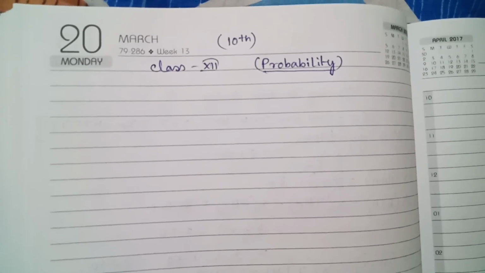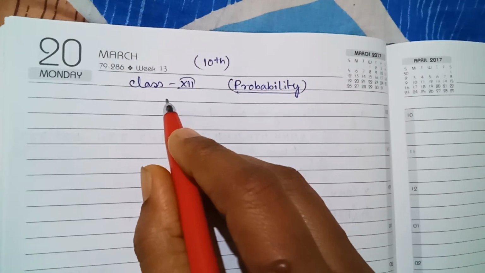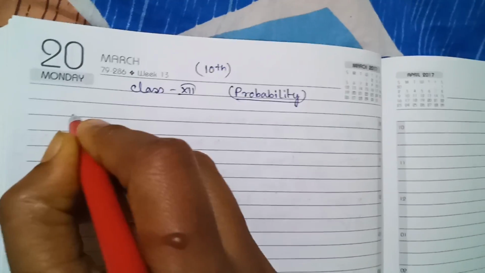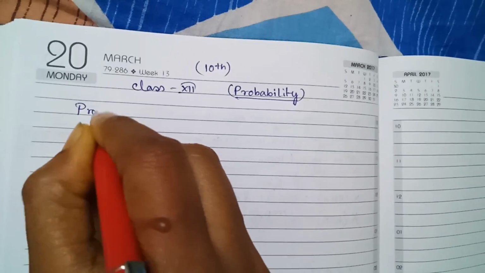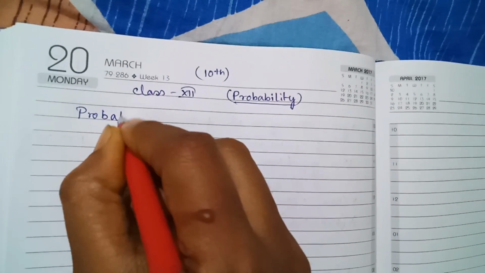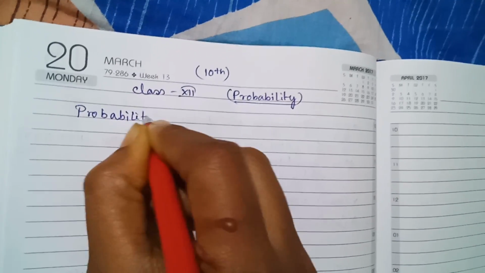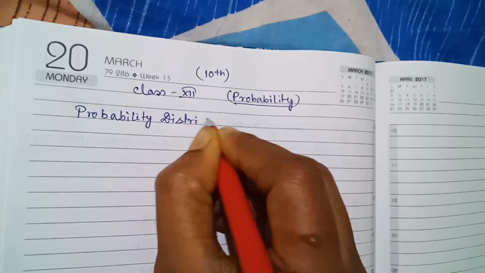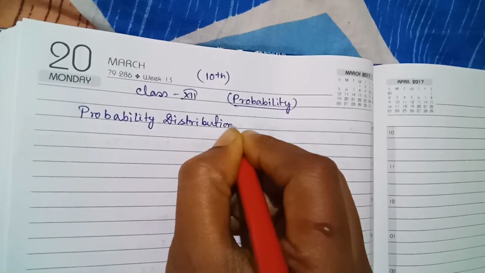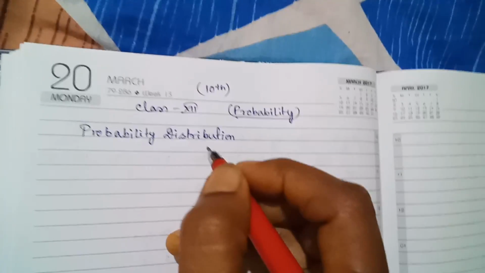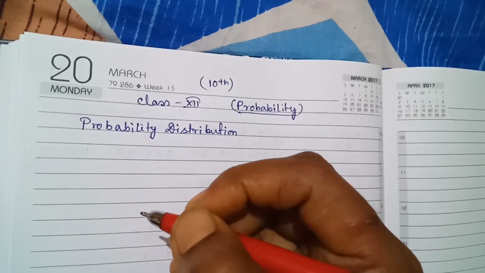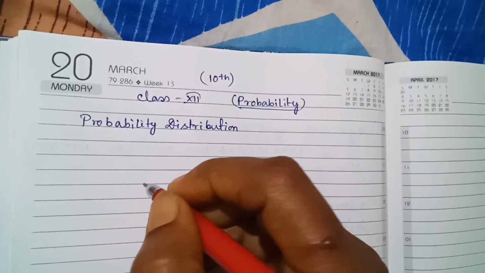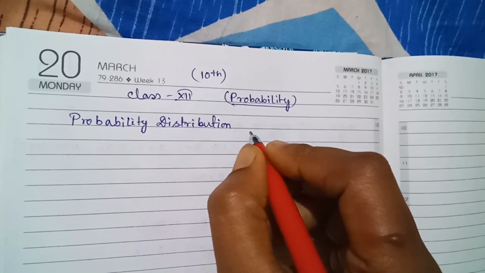Today we are going to learn class 12's probability chapter, probability distribution of a random variable. In the previous session I completed random variable, what a random variable is, and I discussed the concept of random variable elaborately.